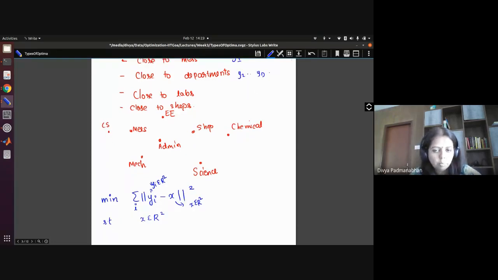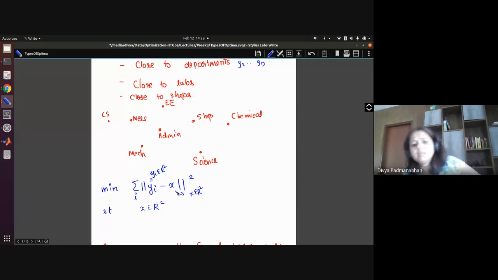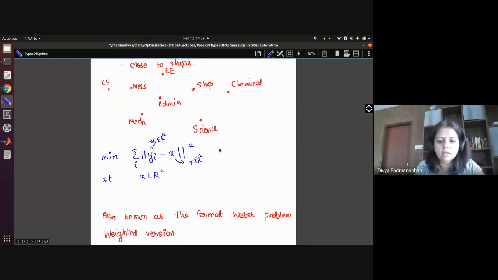So this is the norm, the 2 norm, if you remember, which we saw earlier. And you're just trying to minimize the square of the 2 norm between the two. So this is an unconstrained problem. There are different variants of this, and this is actually referred to as the Fermat-Weber problem.